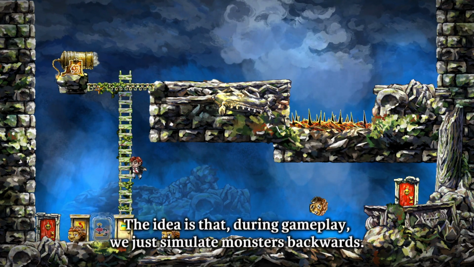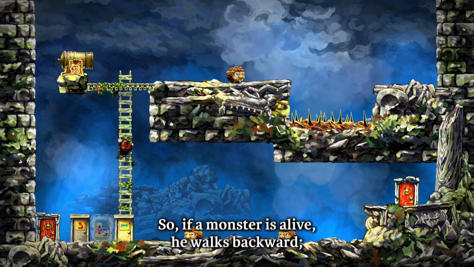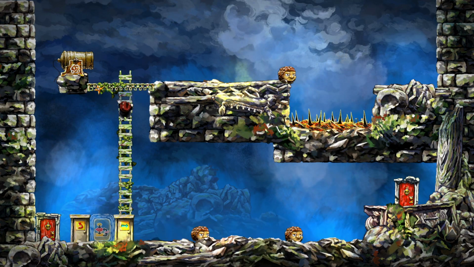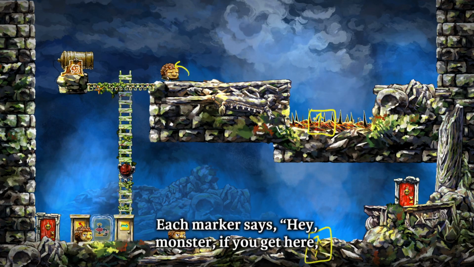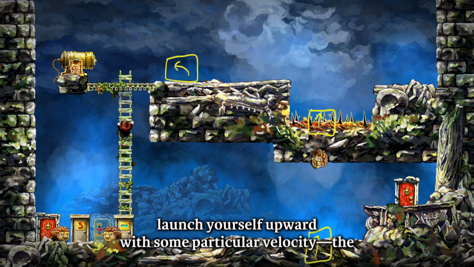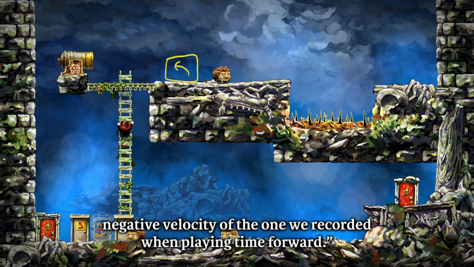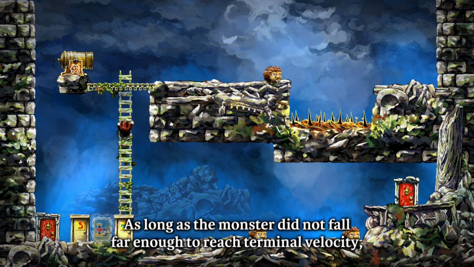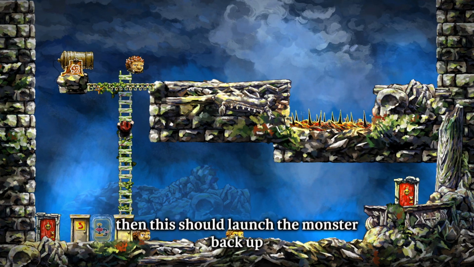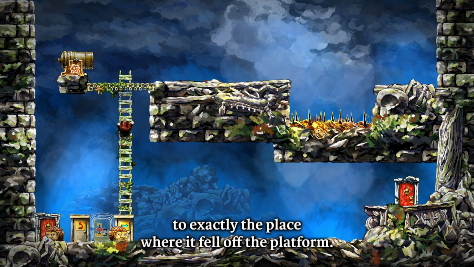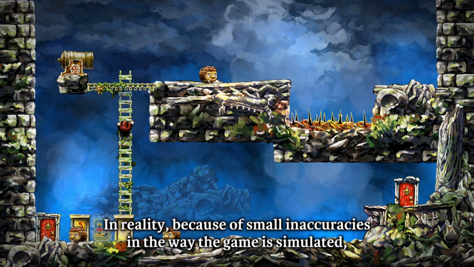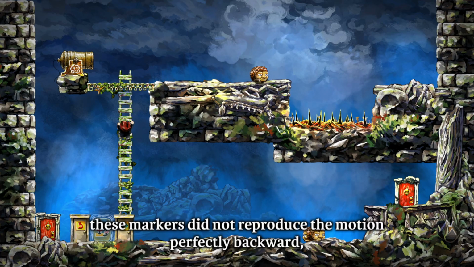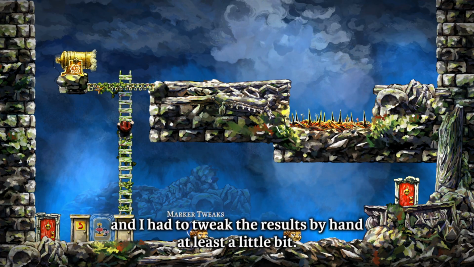The idea is that during gameplay, we just simulate monsters backwards. So if a monster is alive, he walks backward, and if he hits a marker, we make something special happen. Here are the bounce markers on this level. Each marker says, hey monster, if you get here, launch yourself upward with some particular velocity. The negative velocity of the one we recorded when playing time forward. As long as the monster did not fall far enough to reach terminal velocity, then this should launch the monster back up to exactly the place where it fell off the platform. In reality, because of small inaccuracies in the way the game is simulated, these markers did not reproduce the motion perfectly backward, and I had to tweak the results by hand at least a little bit.